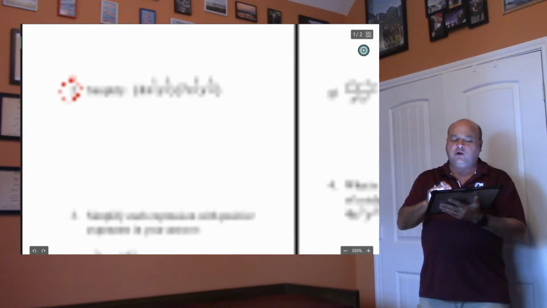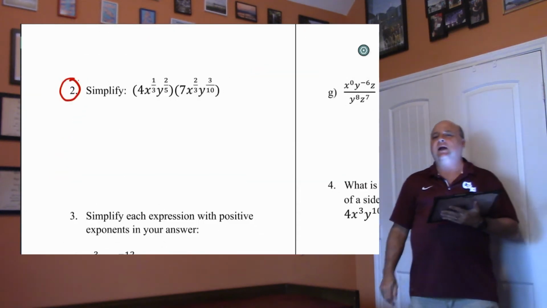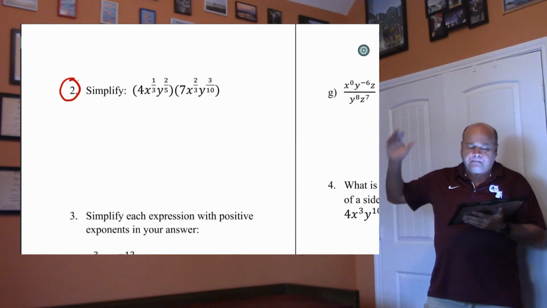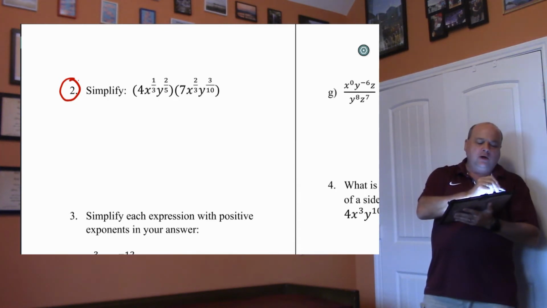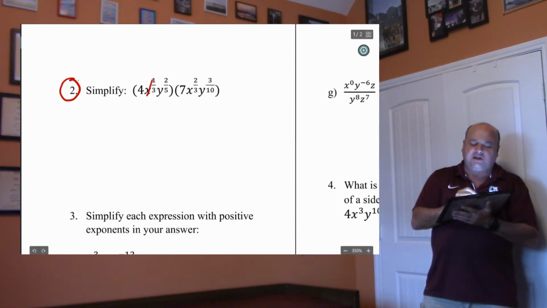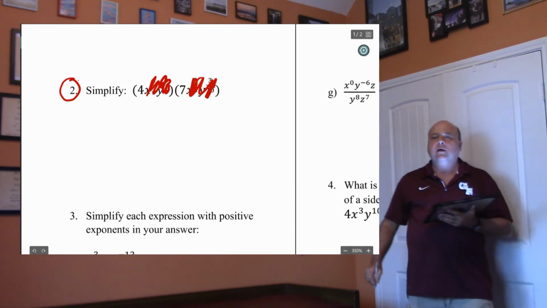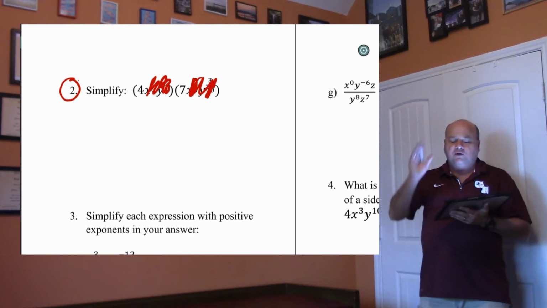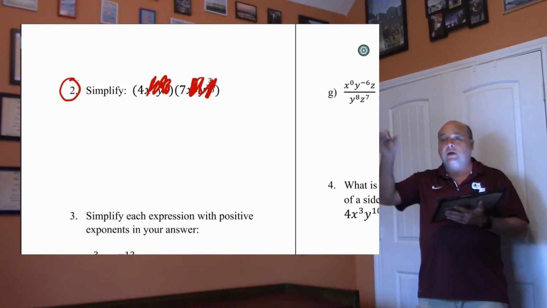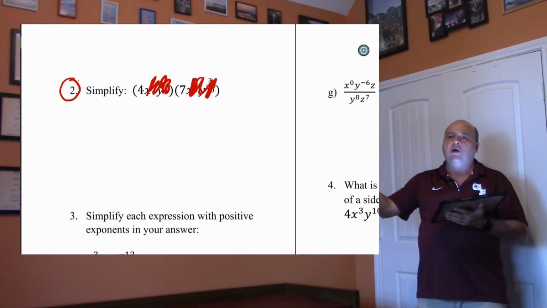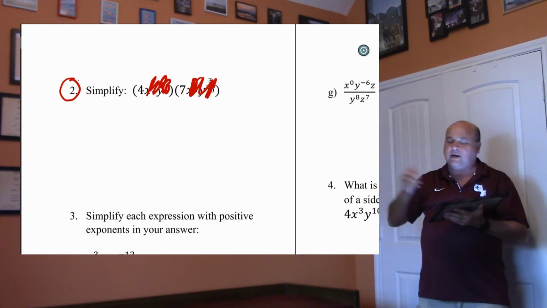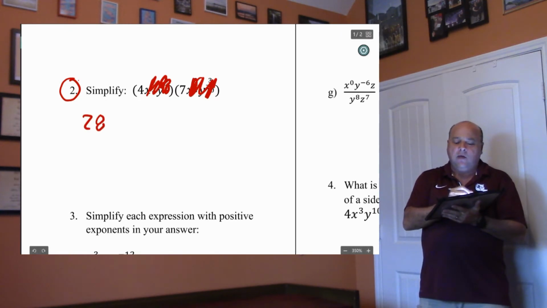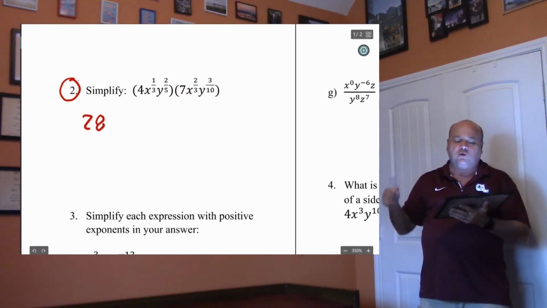The first one I'm going to do for you is number 2, because it has some fractional exponents. Remember, on your calculator, imagine this problem without the letters and exponents. 4 times 7 you could do in the calculator. So try to do the math with the numbers before you do the letters. If you type 4 times 7 in the calculator, you're going to get 28. So I know my big number is going to be 28.